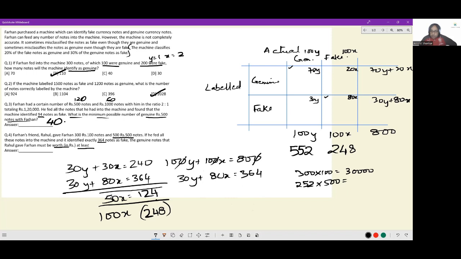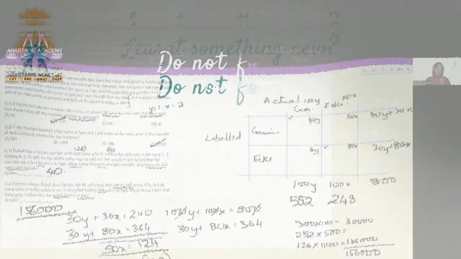Now I don't know how to do this. So how I accomplish it is I transfer a 2 here so that it becomes 1000. It will be 126 into 1000 or 126000. You add it up, you get 156000. The minimum amount that Farhan received from Rahul will be 1,56,000, and that is the entirety of this set. As soon as you create the framework of actual and labeled, the subsequent work is fairly straightforward.